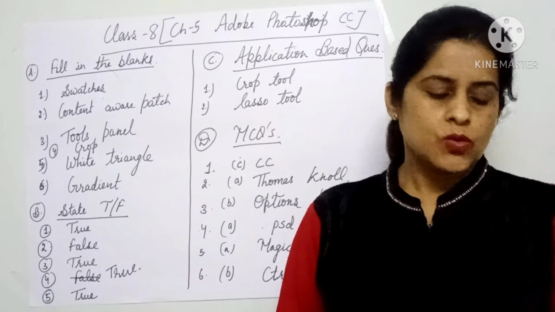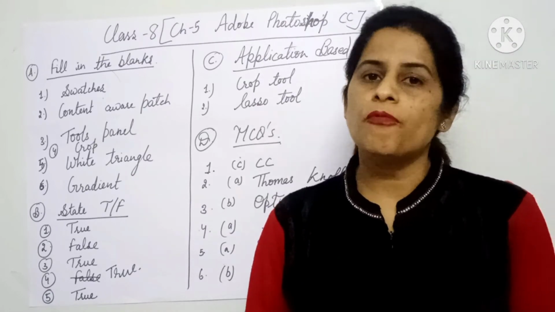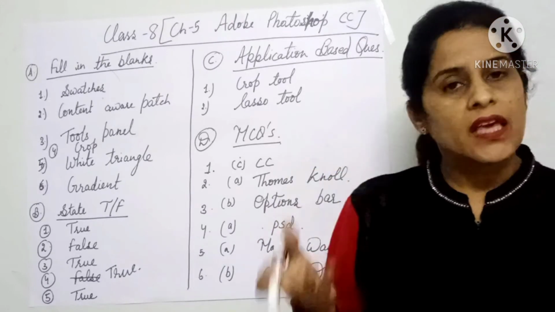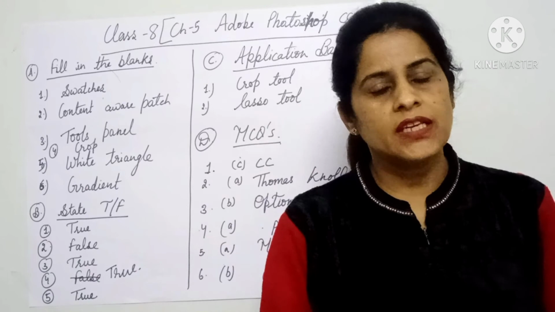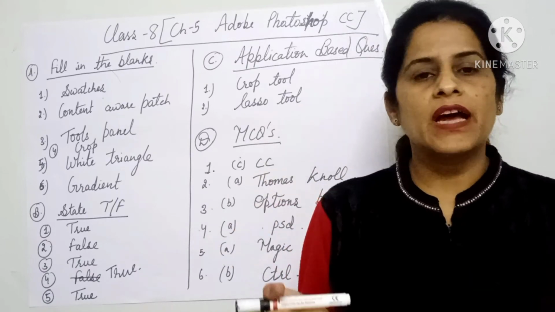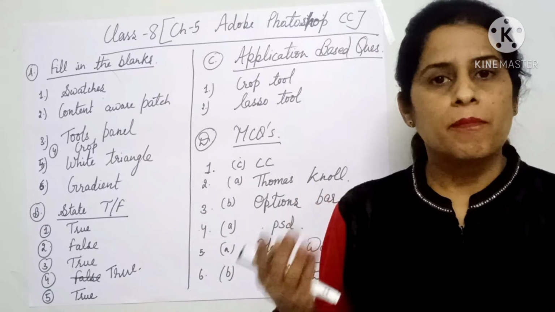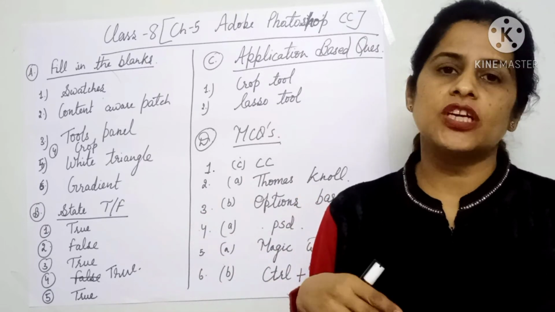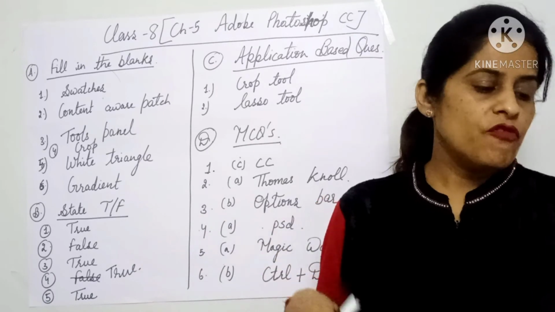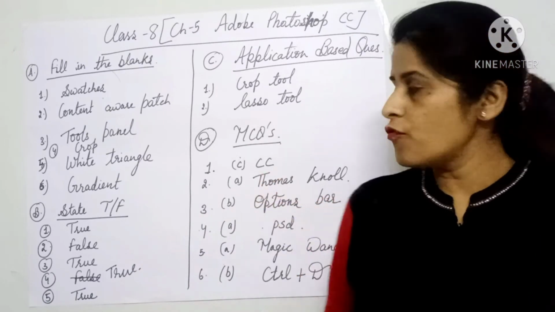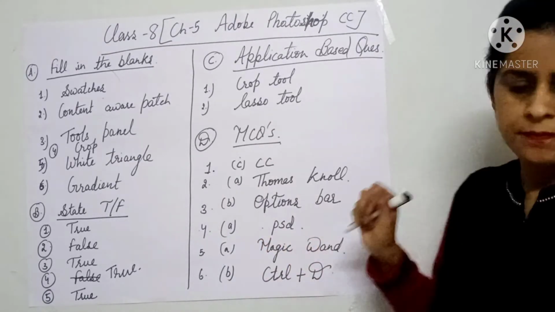Fourth one is, what is the default extension of an Adobe Photoshop file? If you are making any file, you are doing any work in Photoshop and after that you save it. For example, you save your Word file, its extension is .doc. If you save any file in MS Excel, its extension is XLS. So similarly, when you save any file in Adobe Photoshop, its extension will be .psd.